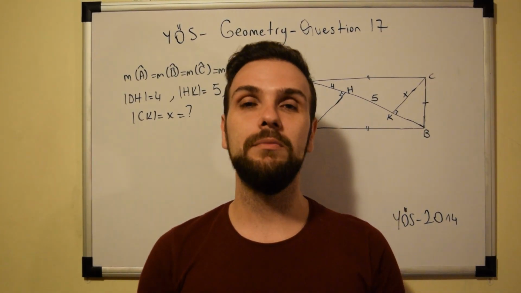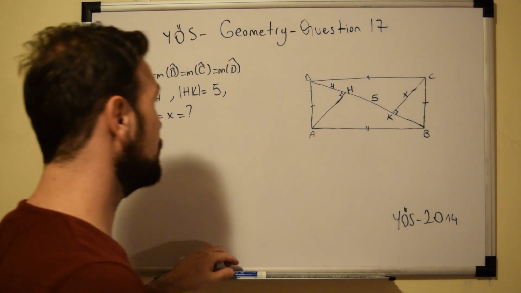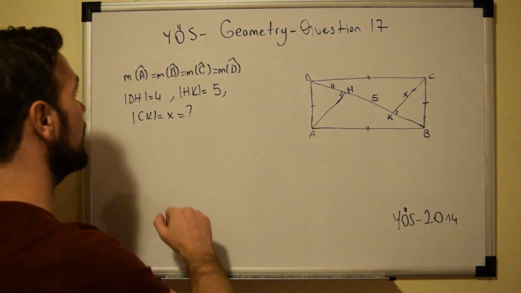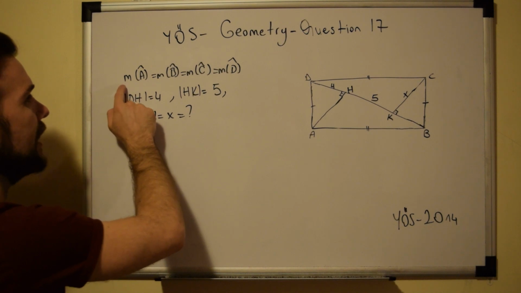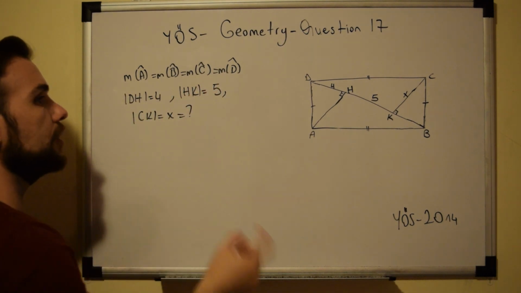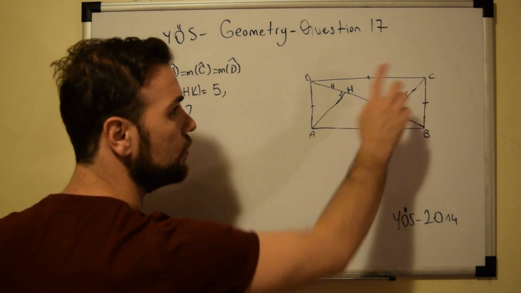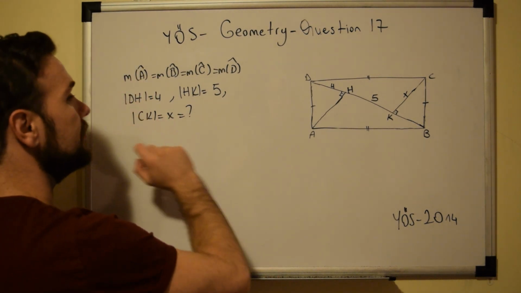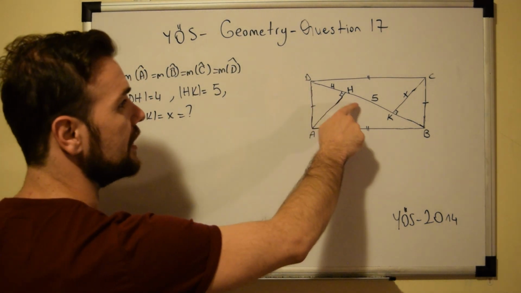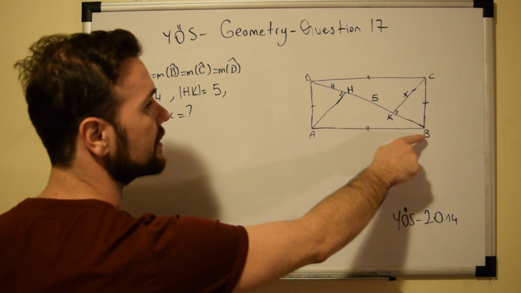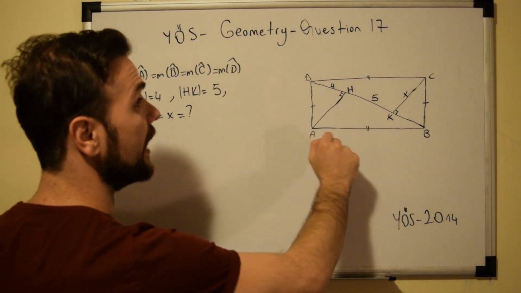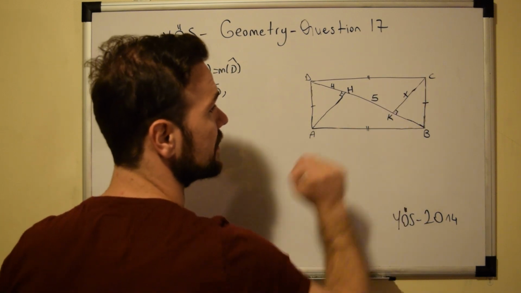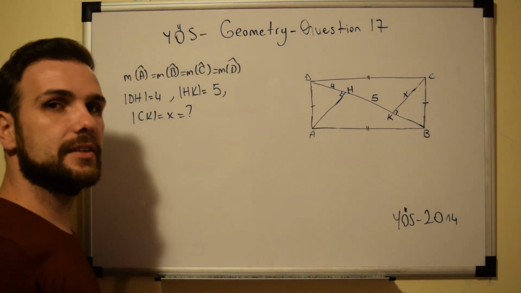Greetings everyone and welcome to question number 17. In this question we have, as you can see, a rectangle. We are also given, which is something that we know, that angles A, B, C and D are equal to each other, and they are all equal to 90 degrees. We are given DH which is 4, HK which is 5, and we are asked CK. So this is our question.